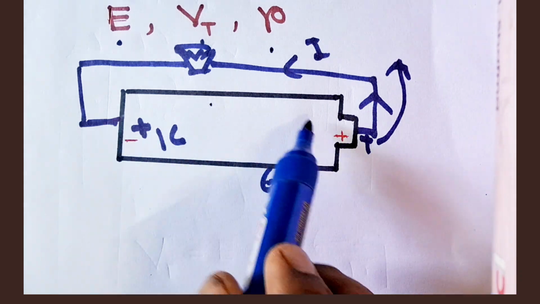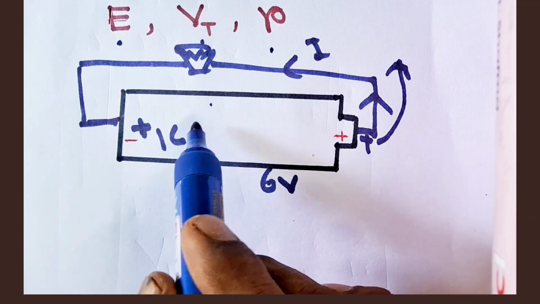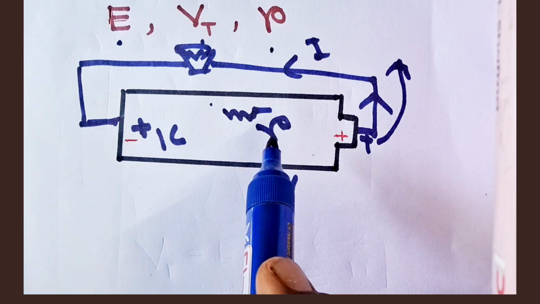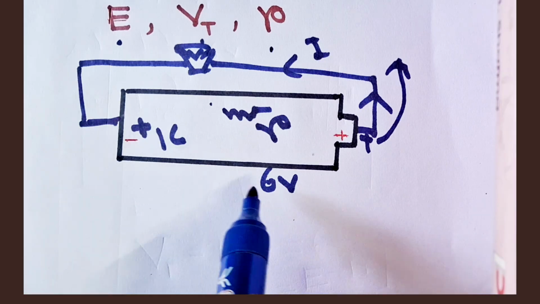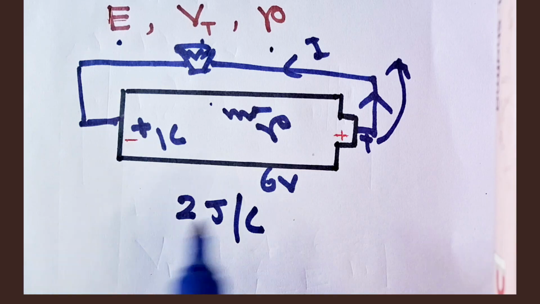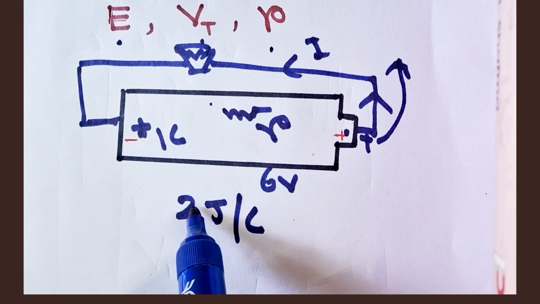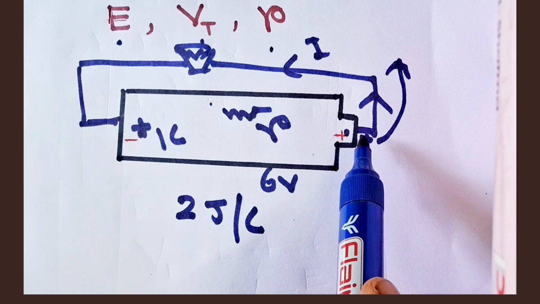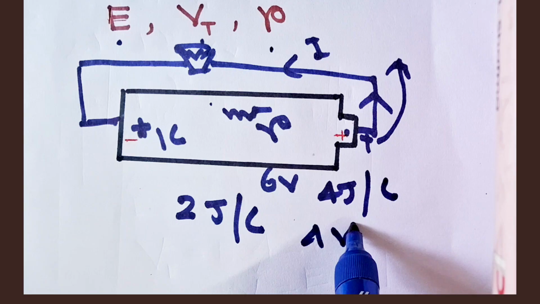Because in a battery there are chemicals, there is some medium, and that opposes the flow of charge. That's why there is some internal resistance which we represent by R. Due to this, some amount of energy is lost. For our convenience, say 2 joule energy per coulomb is lost. It means to bring 1 coulomb charge from here to here, due to internal resistance, 2 joule of energy is lost. So actually 1 coulomb charge gains what amount of energy? 4 joule of energy per coulomb, or you can say 4 volt.